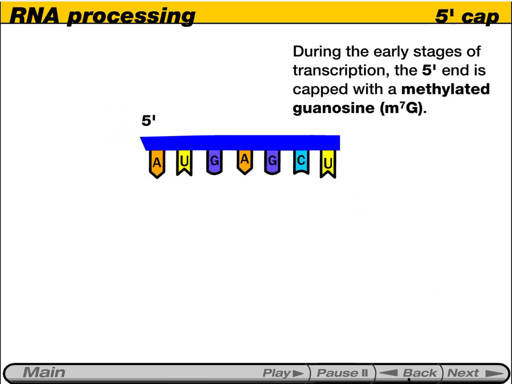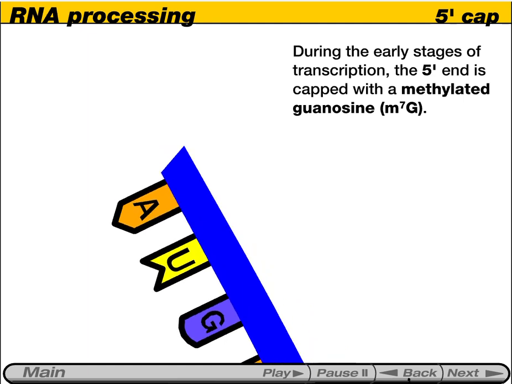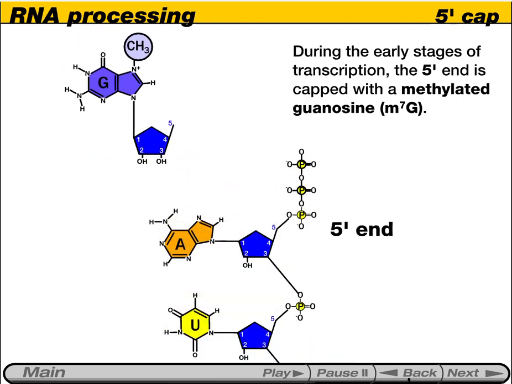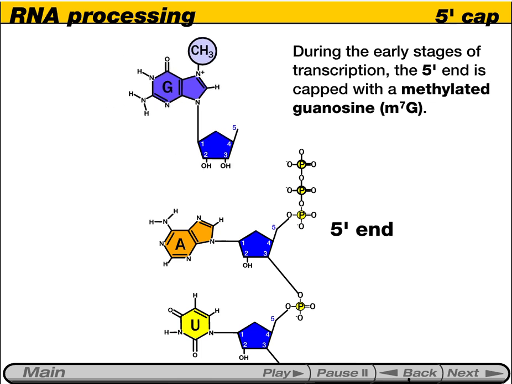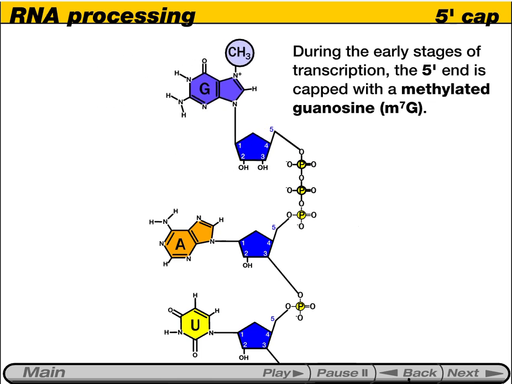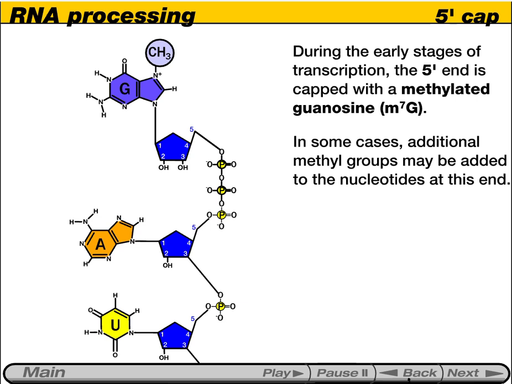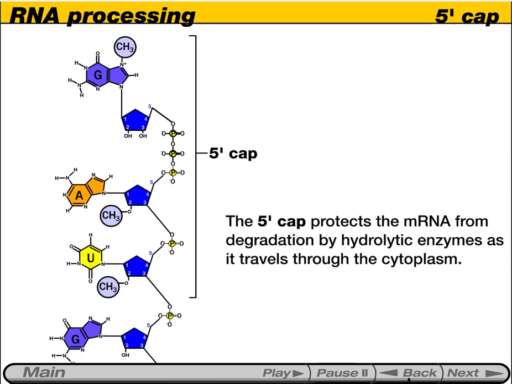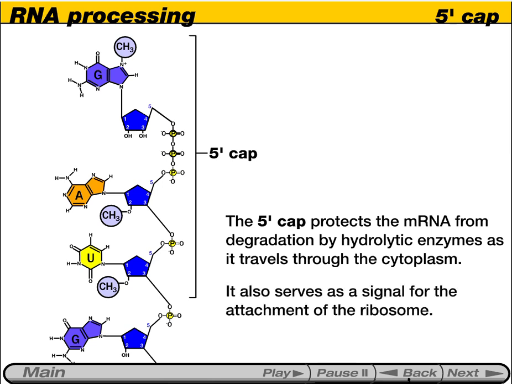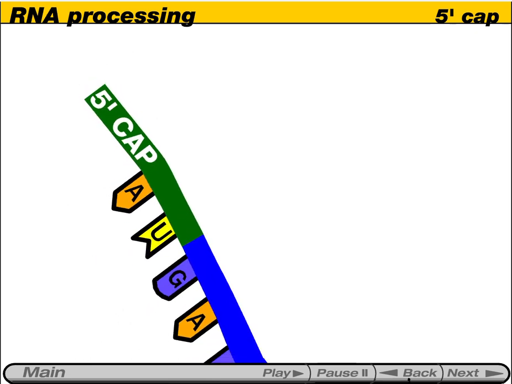During the early stages of transcription, the 5' end is capped with methylated guanosine. In some cases, additional methyl groups may be added to the nucleotides at this end. The 5' cap protects the mRNA from degradation by hydrolytic enzymes as it travels through the cytoplasm. It also serves as a signal for the attachment of the ribosome.